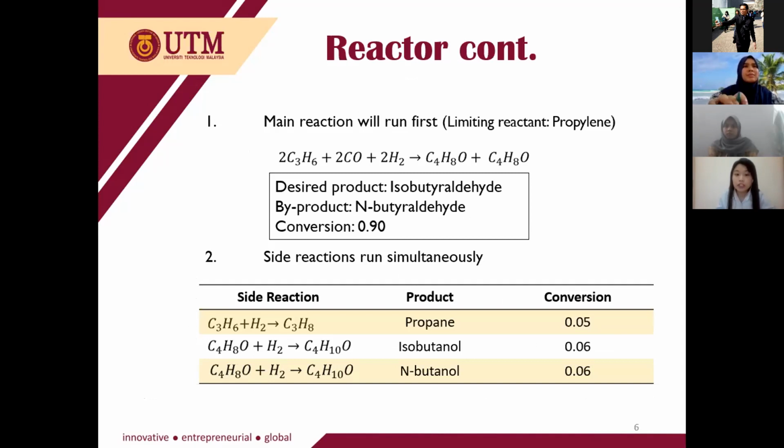Next, the side reactions will run simultaneously. For the first side reaction, propylene will react with hydrogen, we get propane. The conversion is 0.05. The next side reaction is the isobutylaldehyde reacting with hydrogen, we get isobutanol. The conversion is 0.06. And the third side reaction is n-butylaldehyde reacting with hydrogen, we get n-butanol. And the conversion also is 0.06.